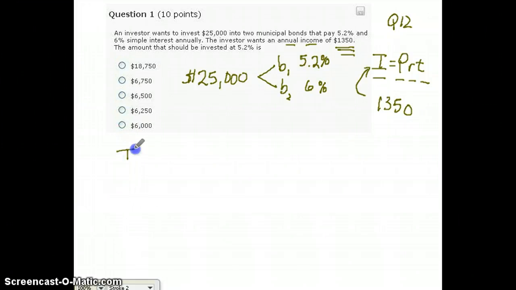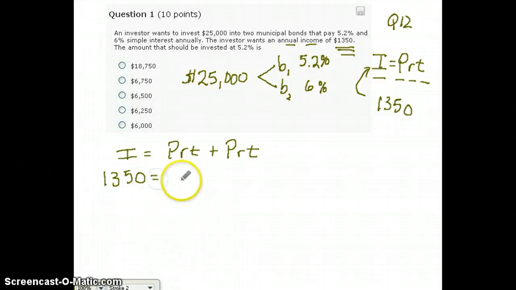So let's do this. His interest is going to be what he makes from the first one plus what he makes on the second one. The total interest is 1,350. We don't know how much money he's putting in each investment. Let's call the first one X and the second one Y.